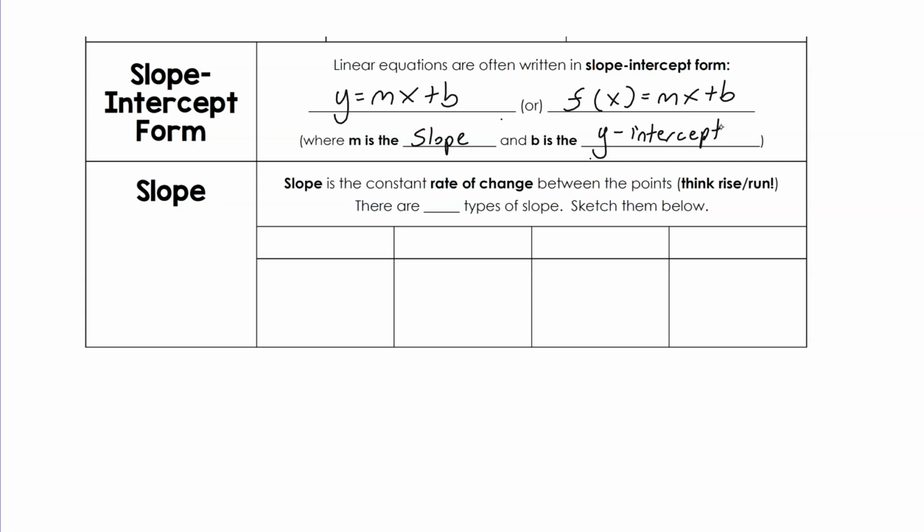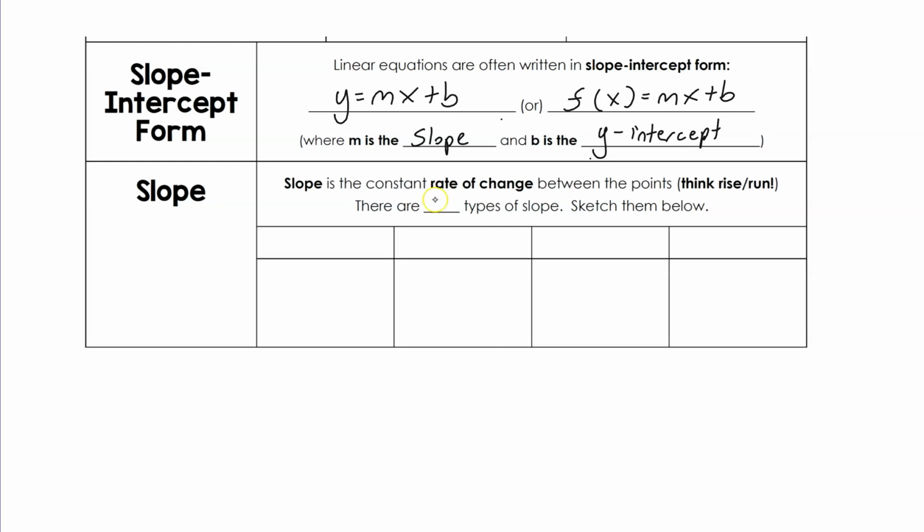So let's talk about slope, right? So slope is the constant rate of change between the points. Think rise over run. Remember? So when you get a line, it goes like this. And remember, you had to count up this, right? That's your rise over run. How far does it go up compared to how far does it go over?